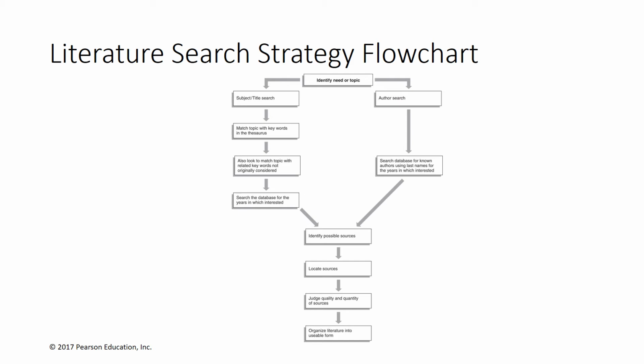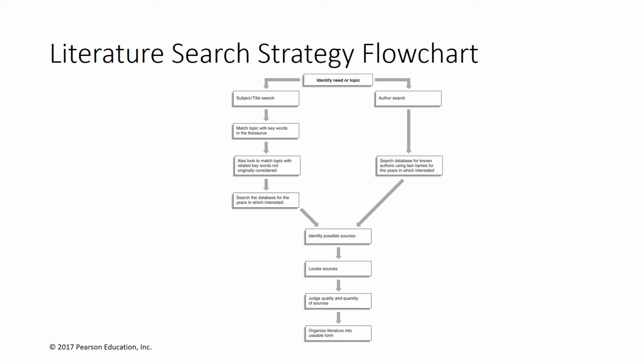So here's just going through this generic flow chart. Identify the need or topic. Say I'm doing type 2 diabetes. That's my topic. So how are you going to search and find these? Are you going to use keyword searches, or is there a particular author that has published heavily in this area? Typically, we're going to go off to the left side and use search terms, match keywords in the thesaurus. Again, this is really just, are you using the appropriate search term?